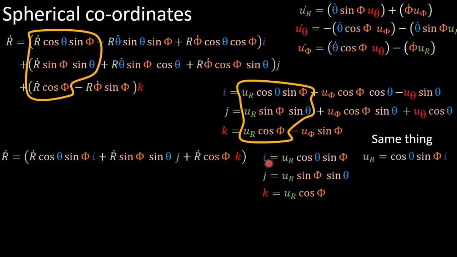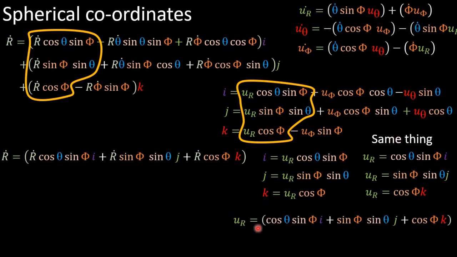And then I can rewrite this, so I equals u sub r times cos theta sine phi, as u sub r equals cos theta times sine phi times I. And so instead of saying I have this much of u sub r in the I direction, I'm now saying I've got this much of I in the u sub r direction. They mean the same thing, but they are just reciprocals of each other. Okay, so I can do the same thing for the J term, same thing for the K term. Okay, and then I can take these here and rewrite them down there to get an expression for u sub r in terms of I, J, and K.